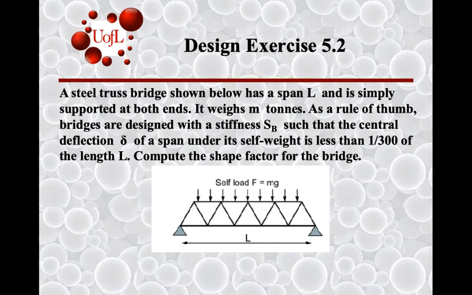Let's take that principle and that approach for determining shape factors and apply it to those two bridges that we saw at the beginning of the class, right? Let's say it's a steel truss bridge. You have a span L. It has to be supported by both ends. Because you know how much material goes into building that bridge, you can find what its mass is in tons.